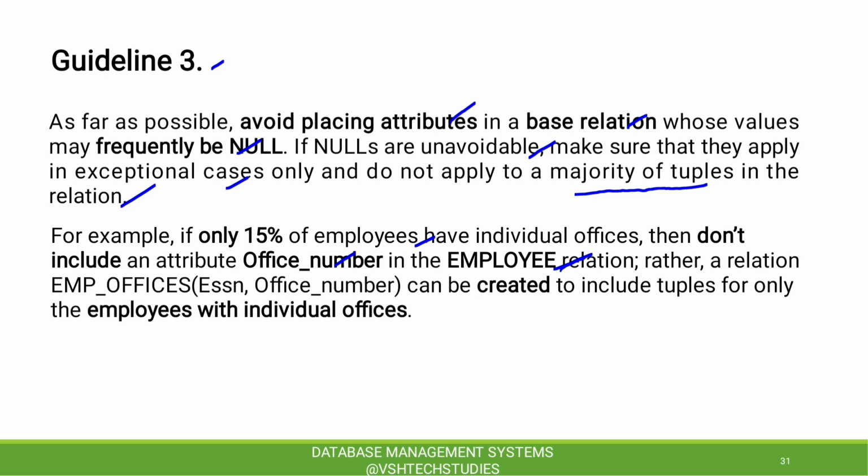So in that case, it is better to have another relation called EMP_OFFICES, in which the attributes ESSN and office number can be created to include tuples for only employees with individual offices. No need of entering the employee SSN and office phone number for whom this number doesn't exist. Then there will not be null values.